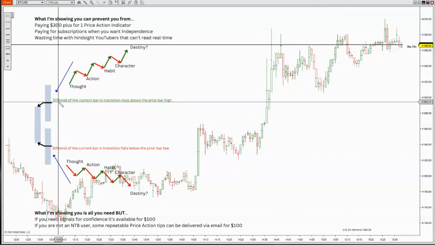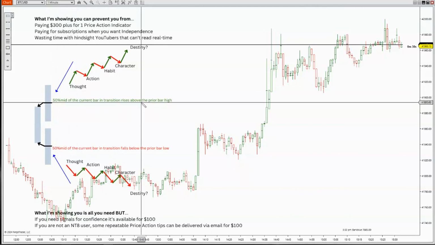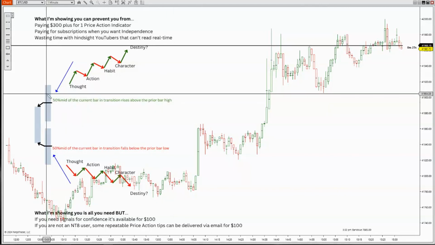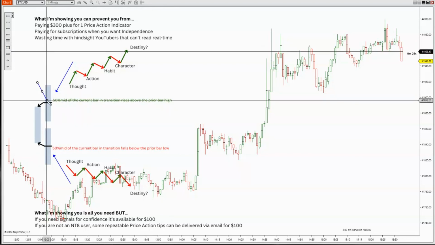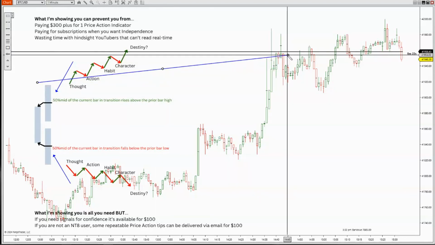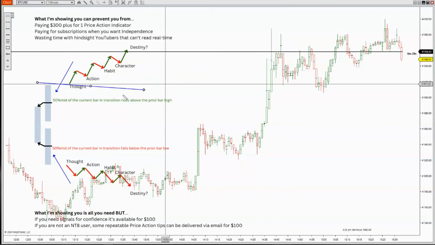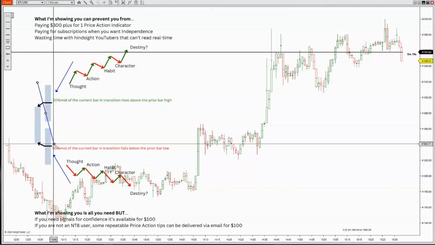Here's the rules. 50% of the current bar in transition needs to rise above the prior bar's high. So if you're new to the channel, we need this midpoint, which is that black floater, this line right here. We need it, well, for this scenario, it's falling beneath that low. There's your rule.